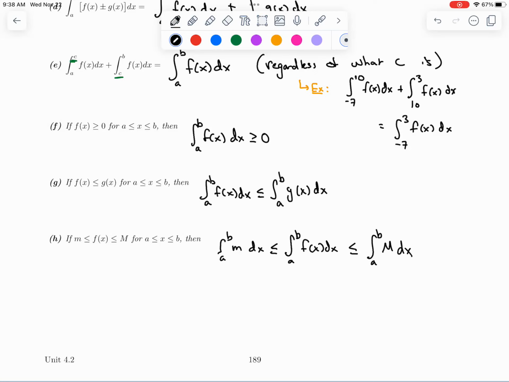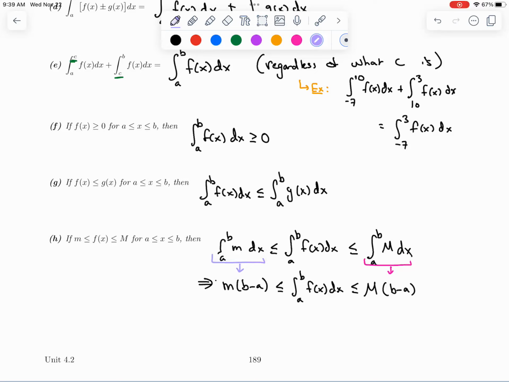Now we can even formalize this more. I'm really trying to do this to give us an intuition about what the definite integral is. This one's really, really important for understanding this. I can actually write that this means m times b minus a is less than or equal to the integral from a to b of f of x dx, which is less than or equal to capital M times b minus a. This integral becomes this, and this integral becomes this.